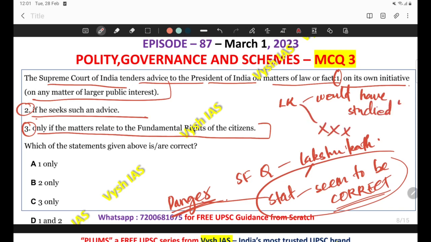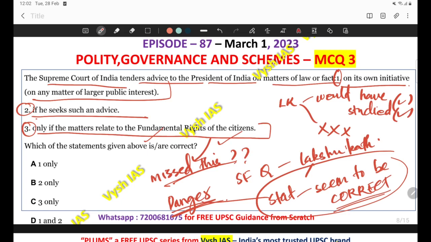Even though the third statement seems to be correct, we might think we have missed the statement in Lakshmikant. No, it's not like that. Once you are clear with 5 or 6 revisions, there is no chance of missing anything.